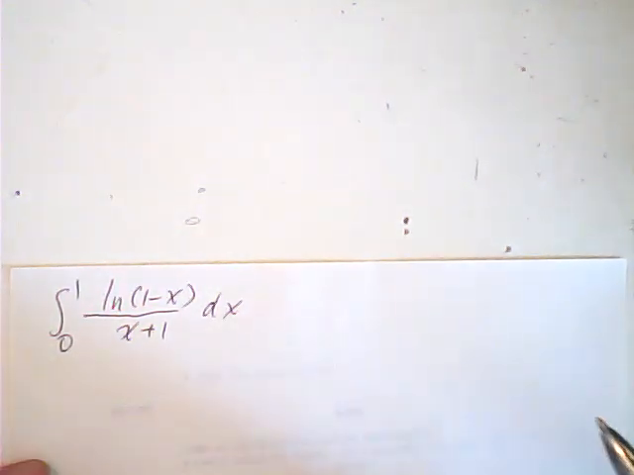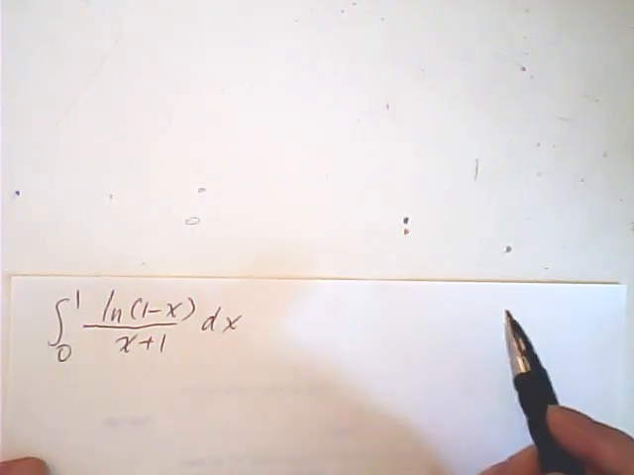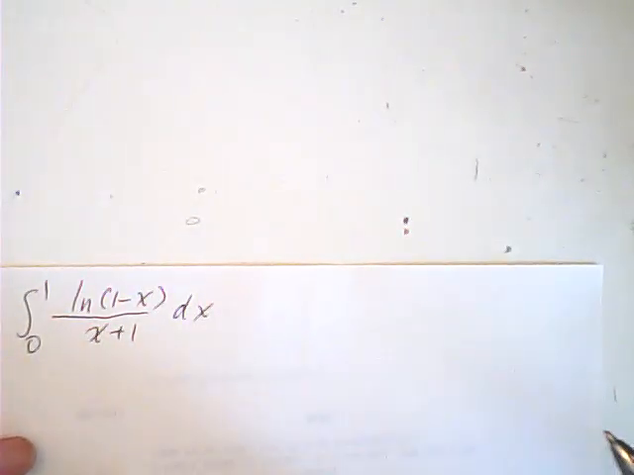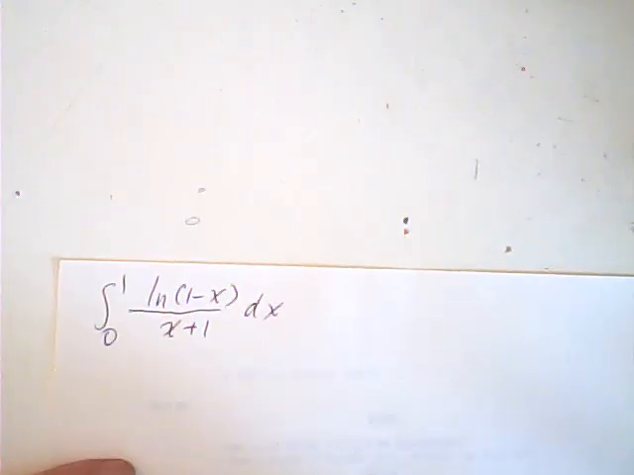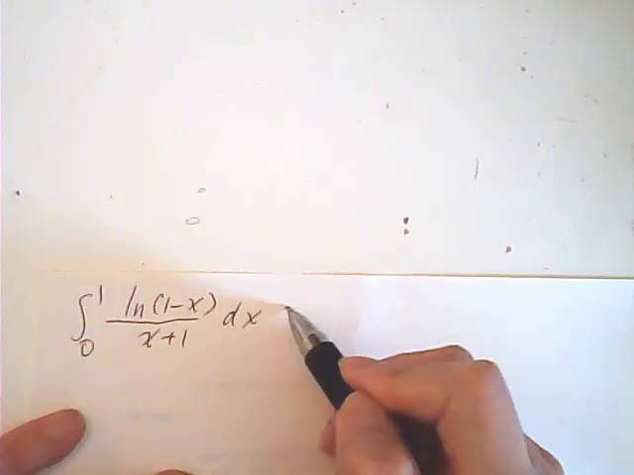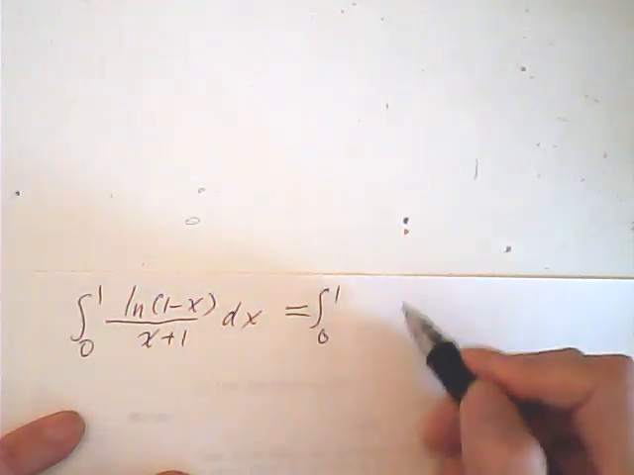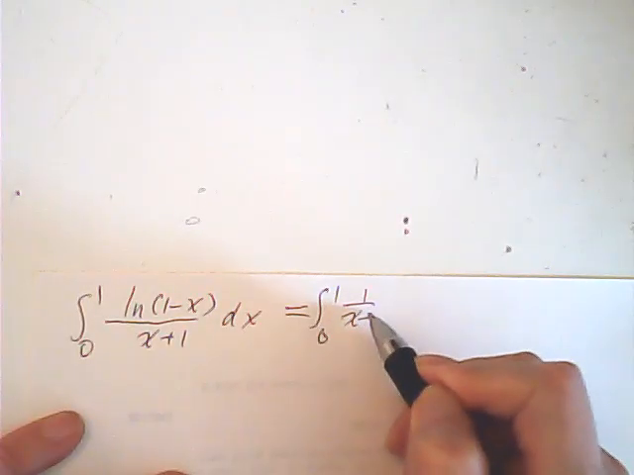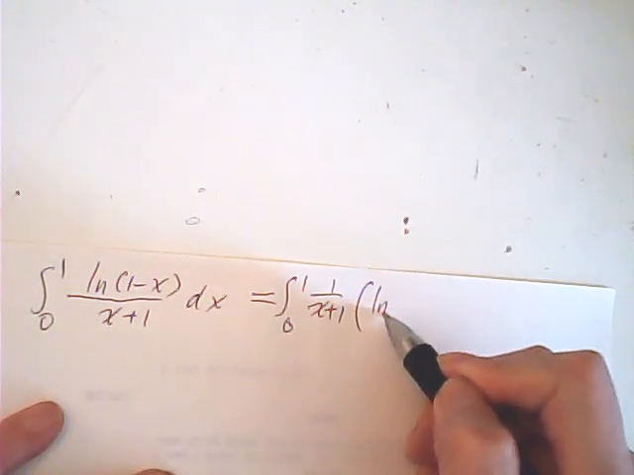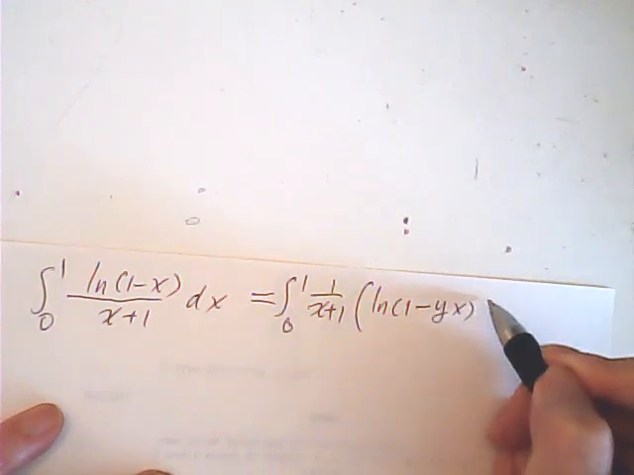This is another easy integral. Now I have two methods to share with you. These are great methods. For the first method, I leave 1 over x out and consider the numerator as a log of 1 minus yx.